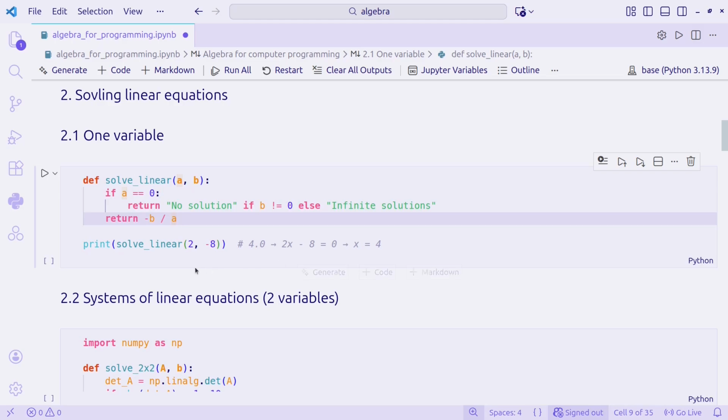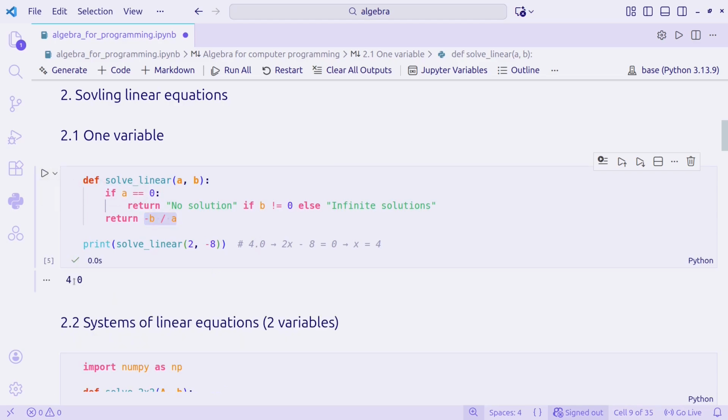So when I put a as 2 and b as minus 8, I'm able to get x equals 4, because I just used this function to do negative b over a as the answer. So let us run it. Yes, you will see 4.0 as the answer, because a is not 0 and I'm able to go to this part, which means the return part.